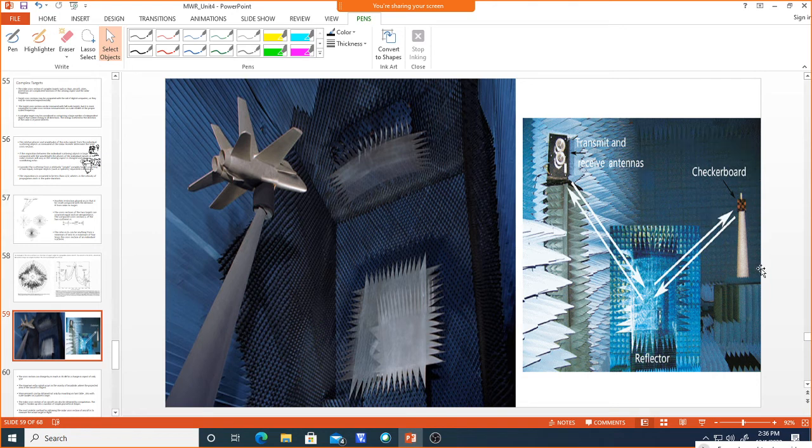And these are the absorbers which are used. In a practical scenario there will be environmental effects and ground reflections. Without those reflections, if you want to measure the complete characterization of the device, these absorbers will be used.